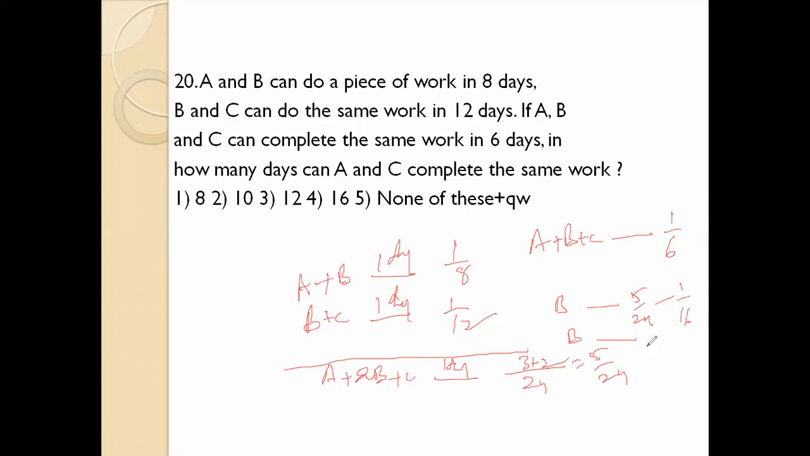So B's value: the LCM is 24. 5 minus 6 divided by 4 times is 1 by 24. B's value is 1 by 24. Subtract that from this one, and we get the A plus C value. A plus C equals A plus B plus C minus B. B's value is 1 by 24. LCM 24, 6 times 4 is 24, so 4 minus 1 is 3 by 24. 3 by 24 means 3 ones are 3, 3 eights are 24, so 1 by 8. That means in 8 days A and C complete that work. Option number 1 is the right answer.